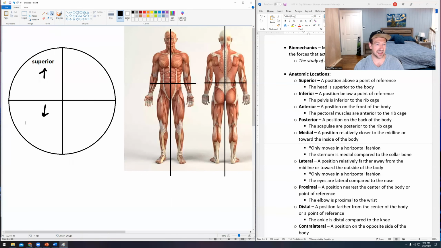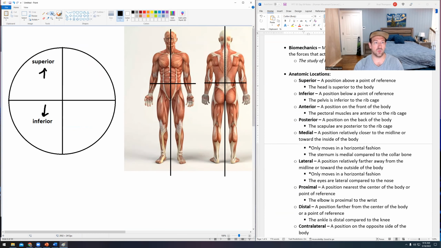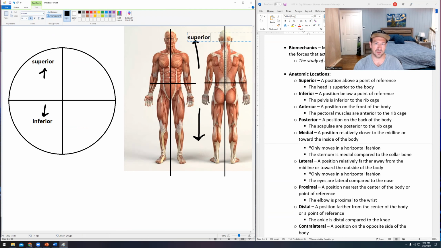So that's inferior. Again, superior is going to be up here, and inferior is going to be down here. So that's superior, and this will be inferior.